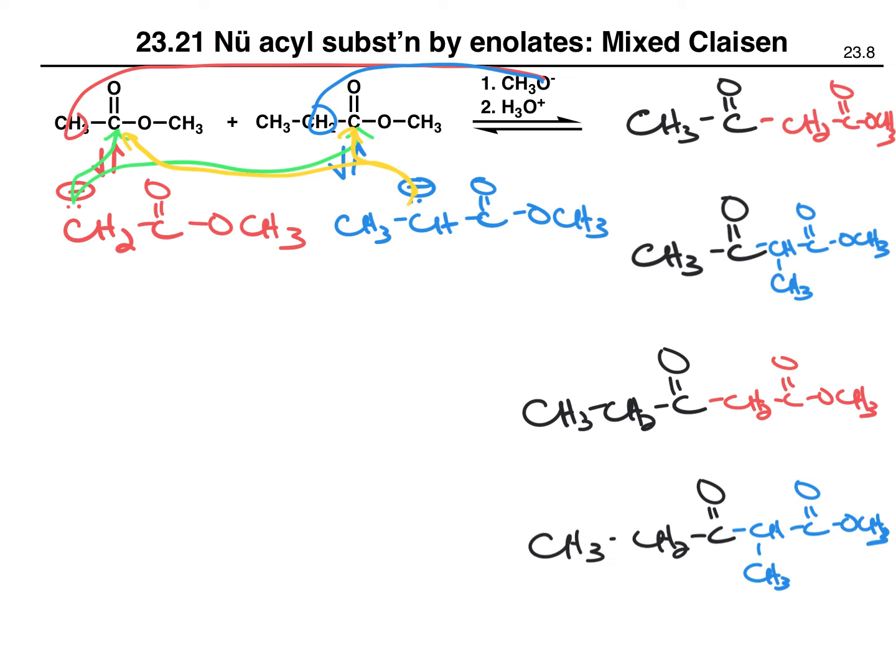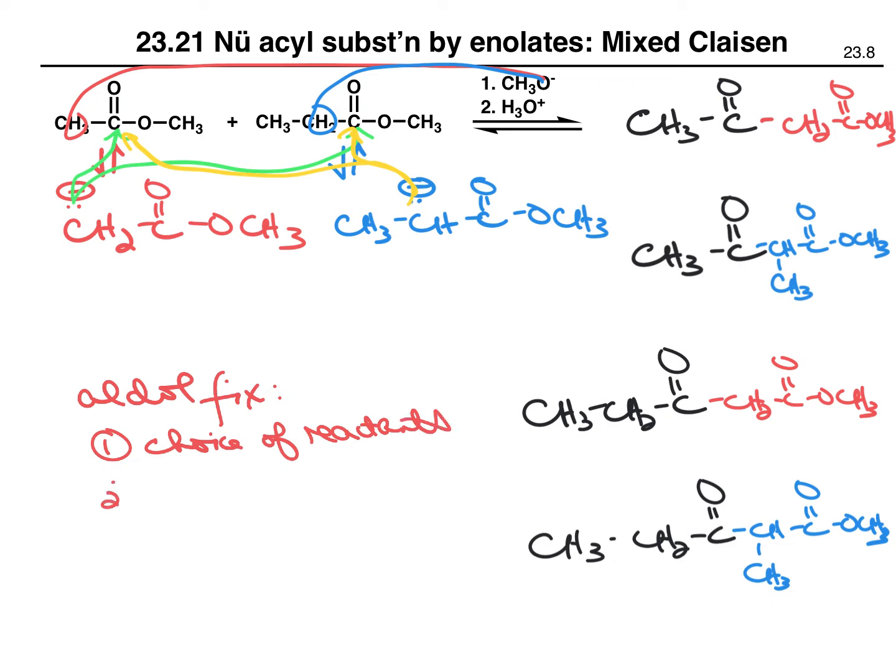Now keep in mind, just like with a mixed aldol, a mixed Claisen doesn't necessarily mean you have a mixture. It means you are using 2 different components. But what we need to figure out is whether it's possible to minimize the number of products that we actually get. Think about what we did with the aldol fix. One way to fix it is based on the choice of reactants, and the second way is based on the choice of other reagents.